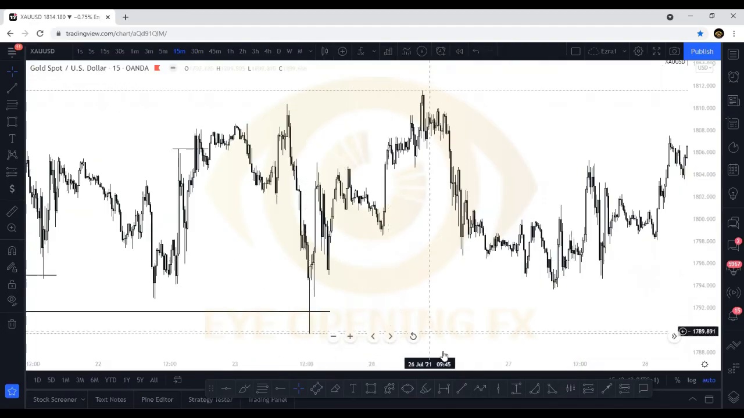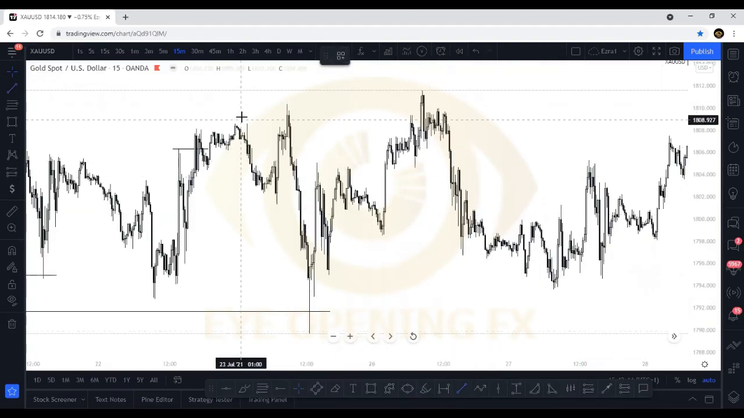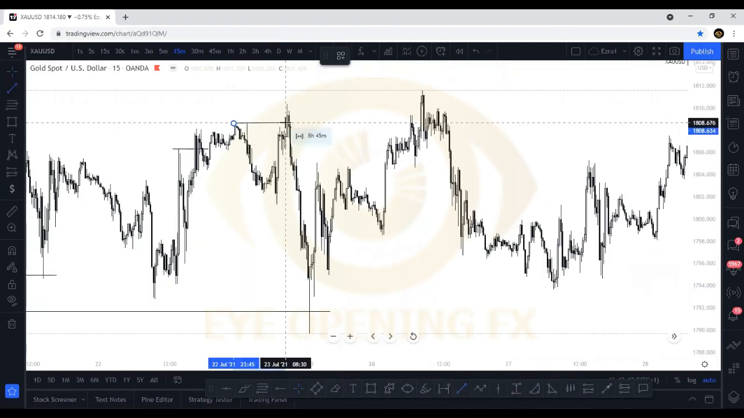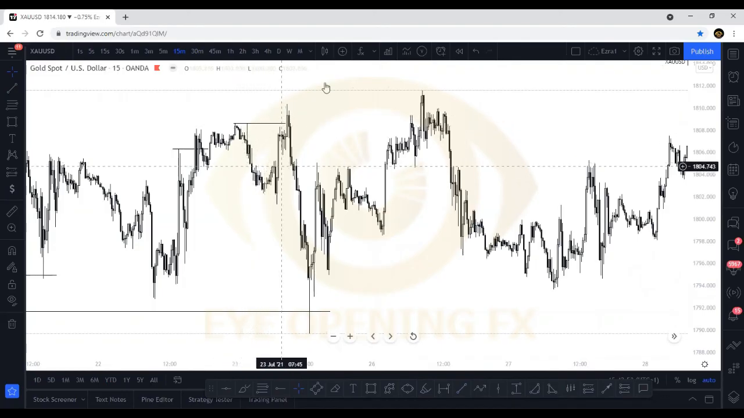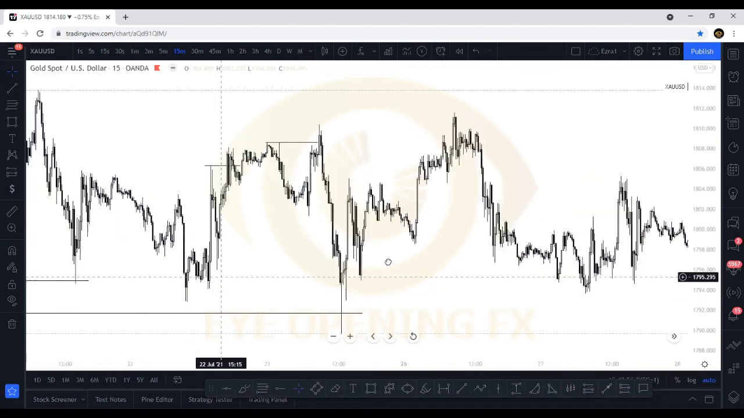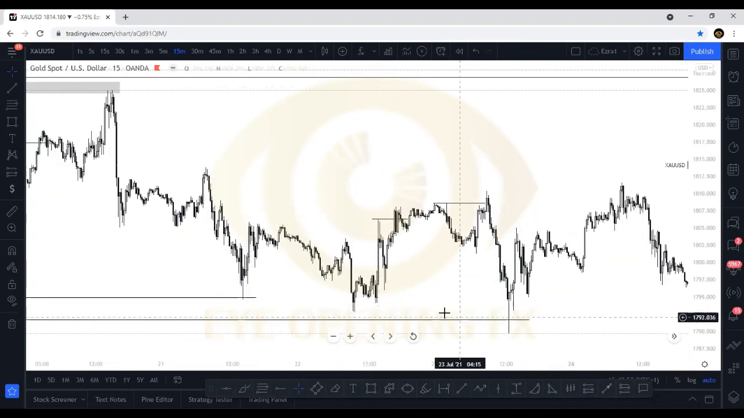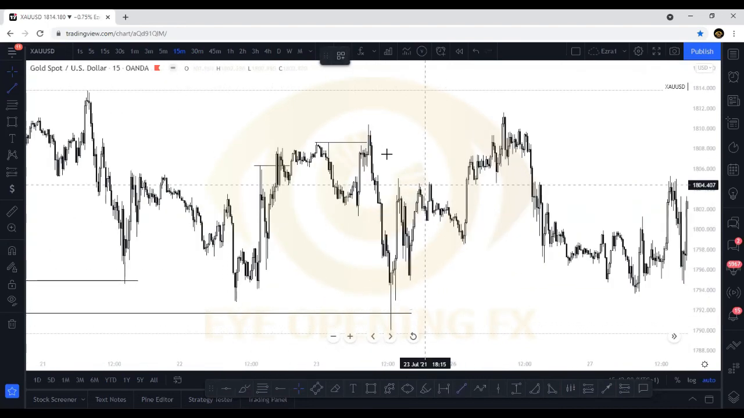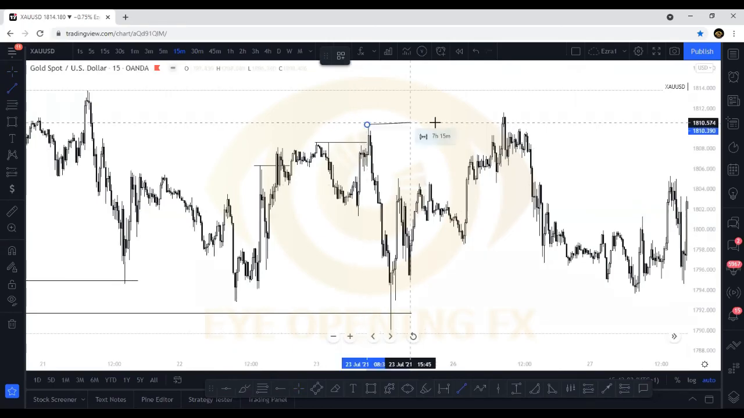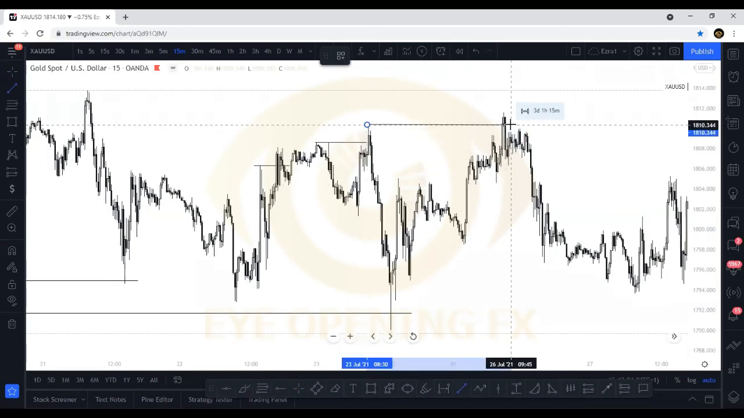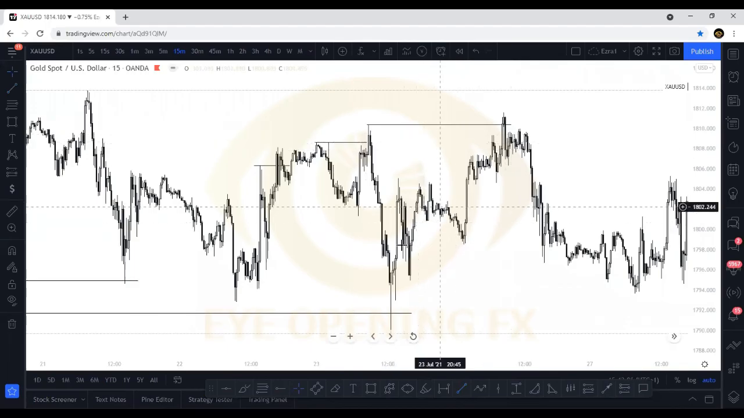Let me show you that. It hunted this very high as inducement. So after hunting this high, it creates a lower low to the downside and broke a major external liquidity. Now when the market breaks it, that means the market is ready to go for the primary point of interest.